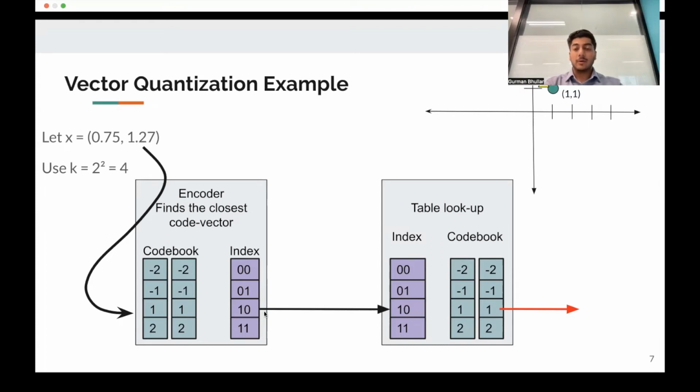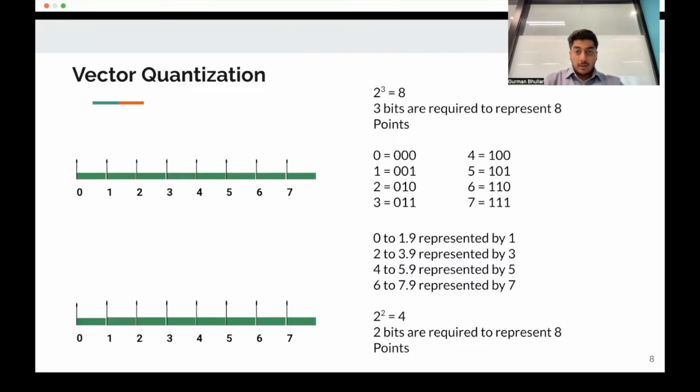And when we have to decode or look up the whole thing, we will just take the index value and find the particular code word for it. That's how things work, the encoding as well as the decoding. Now, coming to one more example. So in vector quantization, let's say there are a total of 8 numbers, from 0 to 7.